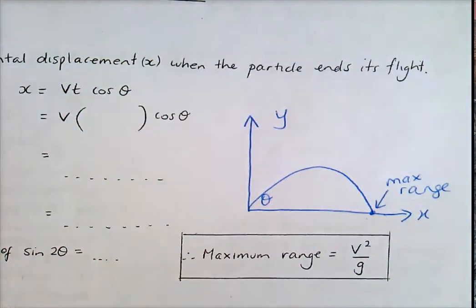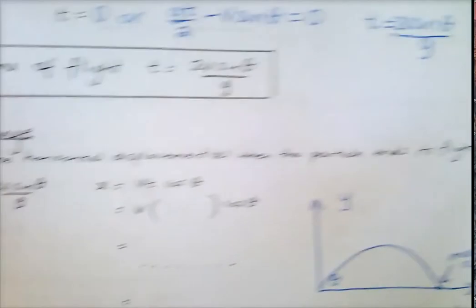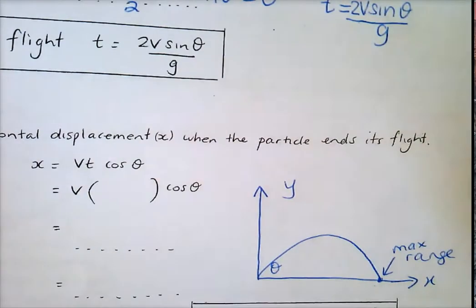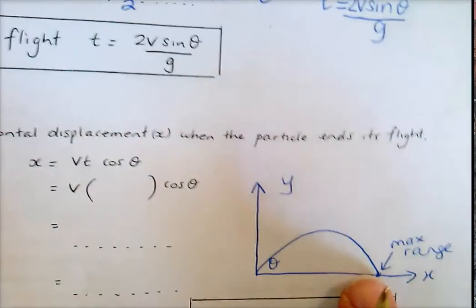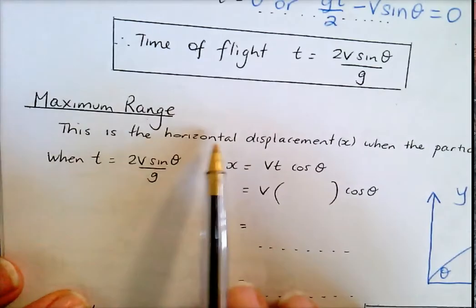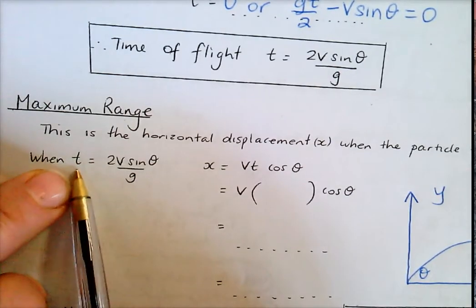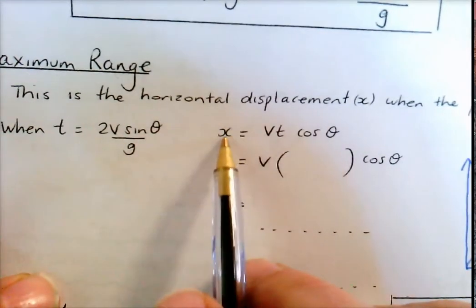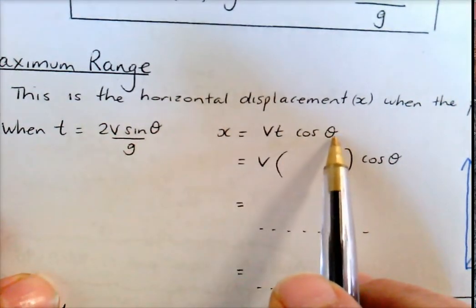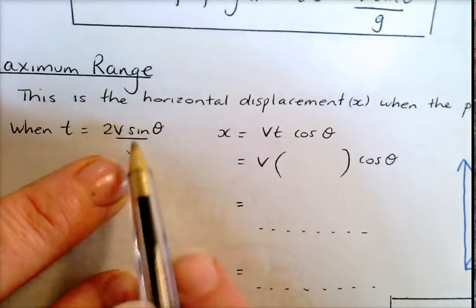So to do the maximum range, you need 2 steps. You need to know how long it takes to hit the ground by putting y is 0. So this is maximum range, and that will occur when y is 0. And once you put the y is 0, you work out the t. So this is the horizontal displacement when the particle ends its flight. So it happens when t is 2v sine theta on g, what we worked out from the part above. So therefore, maximum range, we know that x equals vt cos theta, because that's the equation that we worked out from the first page. So we substitute in this value of time, because that's when it hits the ground.